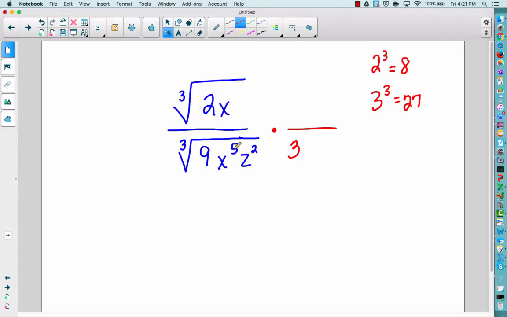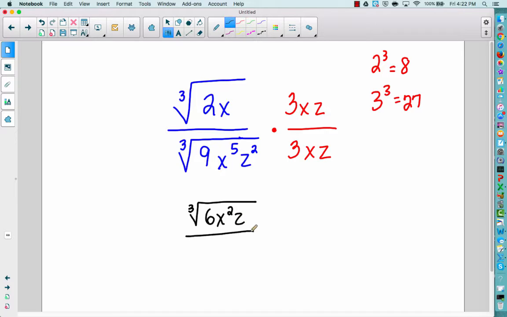Also, I need to make x to the 5th a perfect cube, which means it needs to be x to the 6th. It needs to be divisible by 3. So I'm going to have to multiply by 1 more x. Z squared, I need to make a z cubed, so I'm going to have to multiply by 1 more z. All right, whatever I do to the bottom, I have to do to the top. Now these are cubed roots, so I'm multiplying them within their cubed roots. So it's 6x squared z all over the cubed root of 27x to the 6th z cubed.